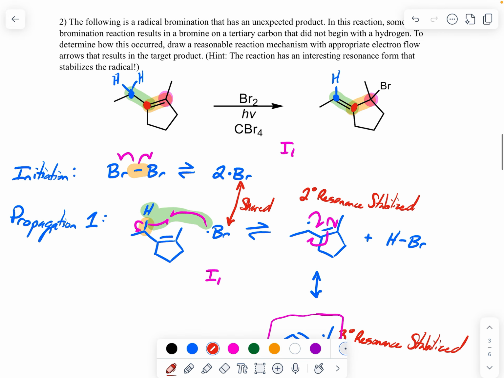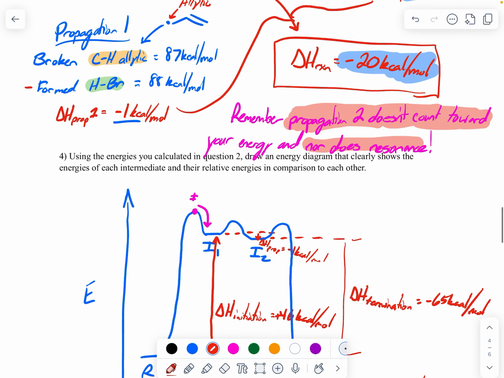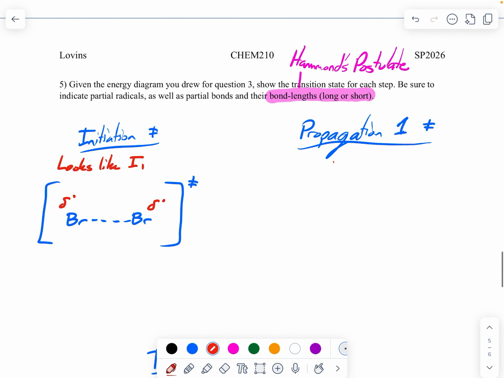So what is I1 here? Well, we already identified I1. I1 is the two bromine radicals, so that's after the bond is broken. So when we look at this step and we're talking about a long or a short bond, if the bond's broken, that means that this bond in the transition state is going to be long. As a reminder, if this looked more like the reactants, that's when the bond would be formed, and that's when you call it short.